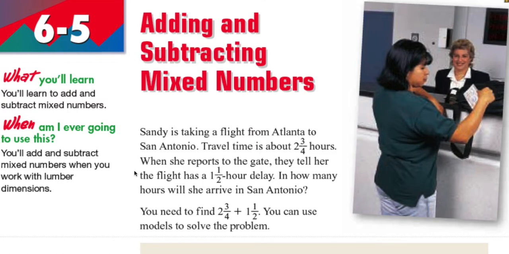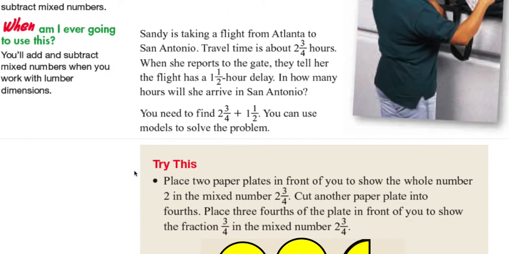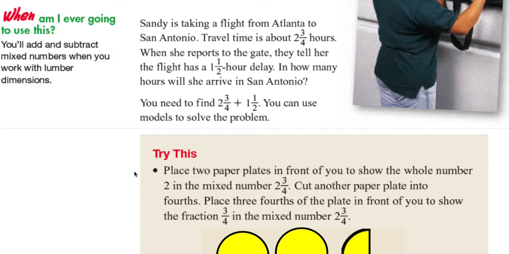Sandy is taking a flight from Atlanta to San Antonio. Travel time is about 2 3/4 hours. When she reports to the gate, they tell her that the flight has a 1.5 hour delay. In how many hours will she arrive in San Antonio? In this problem, you'll need to find 2 3/4 plus 1 1/2, and you can use models to solve the problem.